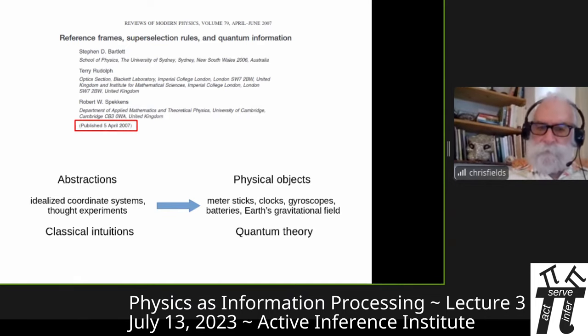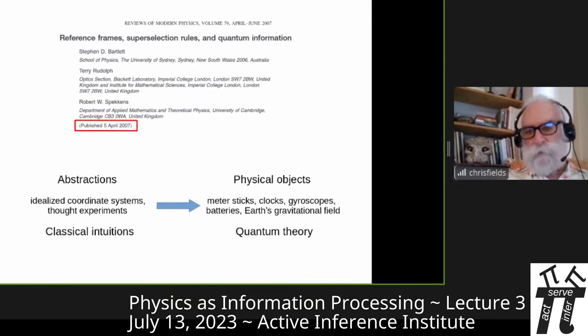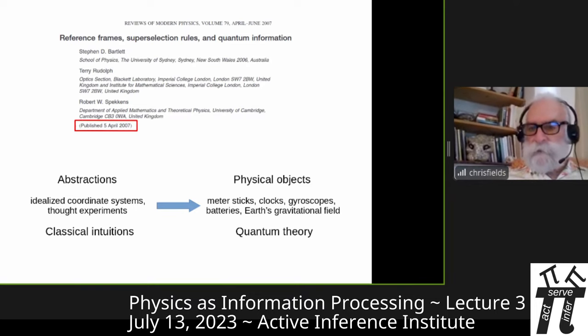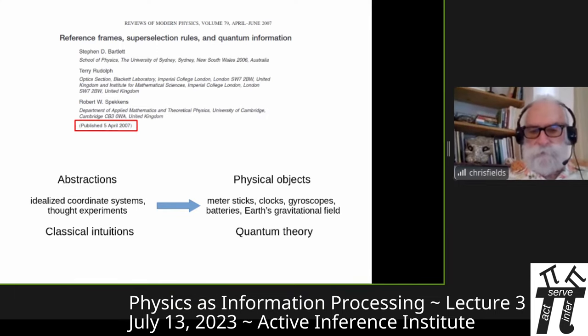So a reference frame in classical physics is essentially just a coordinate system. And these abstract coordinate systems can be employed in thought experiments. And so they are a way to illustrate classical intuitions about motion. And in the 90s, as quantum information theory developed, it was realized that a reference frame actually consists of a physical object. I mean, even in the picture from the Egyptian tomb, the reference frame is a physical feather.